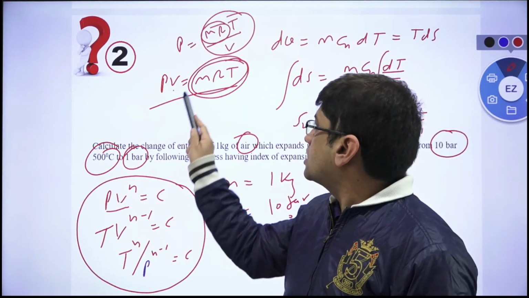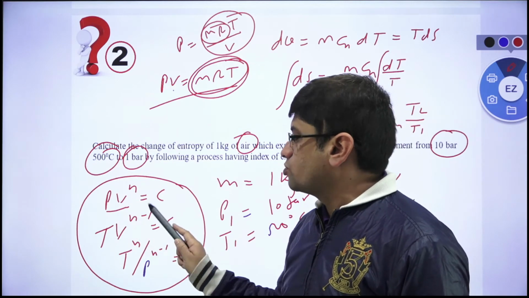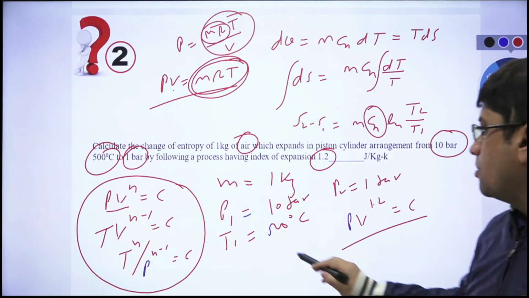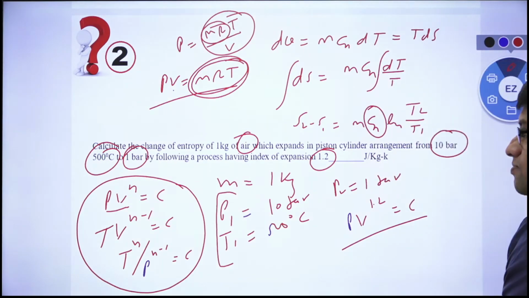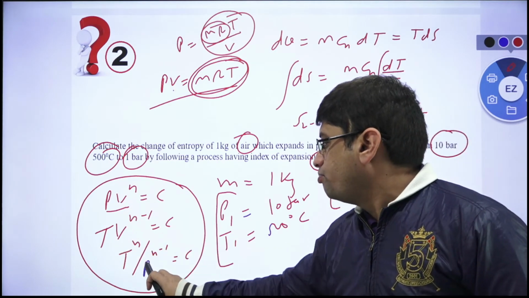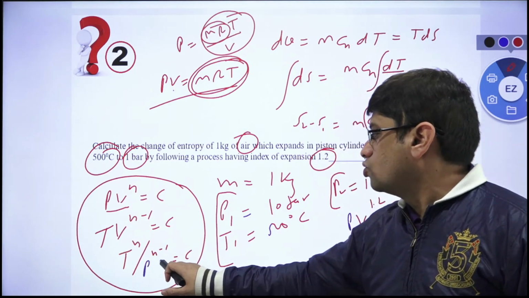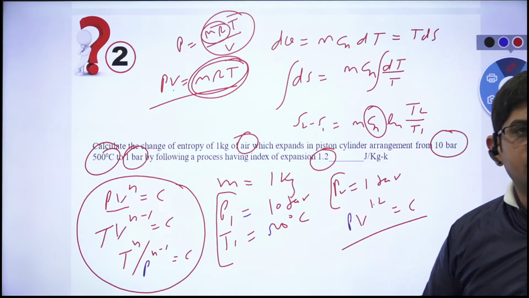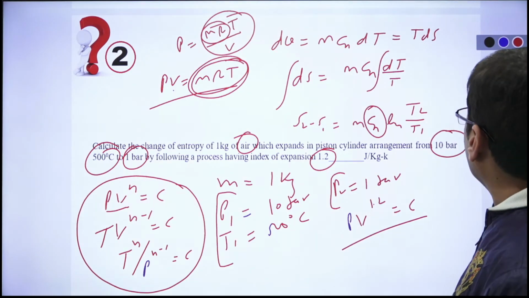So T, in place of P, if I write T over V, then T V raised to power n minus 1 will be formed. Now in this case, P1 T1 is given to us, right? And P2 is also given to us. So if I know P1, T1, P2, T2 can be calculated, and if I know T2, I can put that value here, and Cn will be known to me as I explained you.